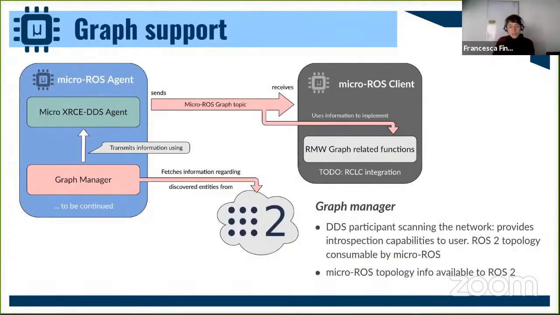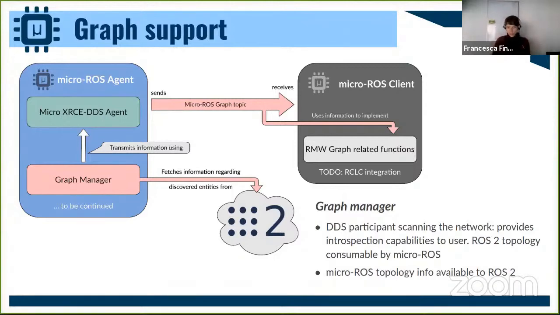Okay, so another big news is that we are moving forward with the task of bringing the complete ROS2 features list into Micro ROS. So our most recent achievement is the inclusion of a dedicated graph manager into the Micro ROS agent. What we have done is including a DDS participant that scans the network in search of all the available ROS2 entities, such as nodes, publishers, services, and so on, and publishes them onto a dedicated topic, which is then listened to by our RMW implementation to collect the ROS2 graph information and pass it to the user.